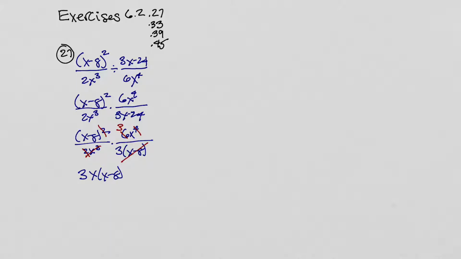Oh, I see something else now. In the denominator, everything canceled except that 3. I didn't see that before, so over 3, and now I see it, so now I'll cancel those 3s. So I'm left with this, x times x minus 8.